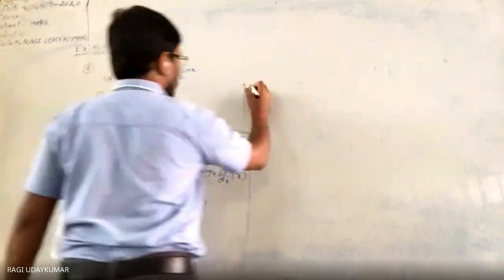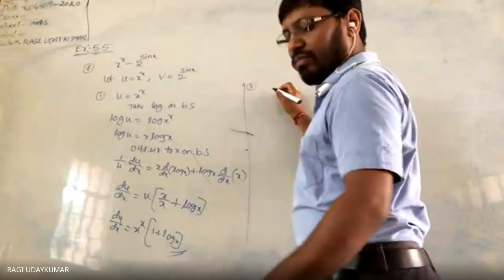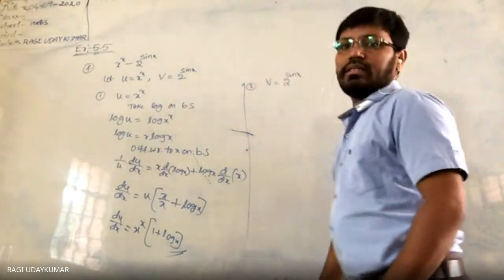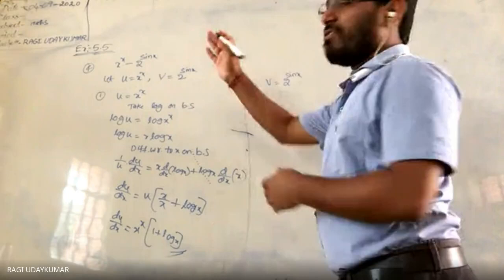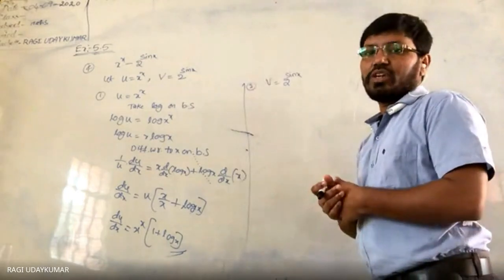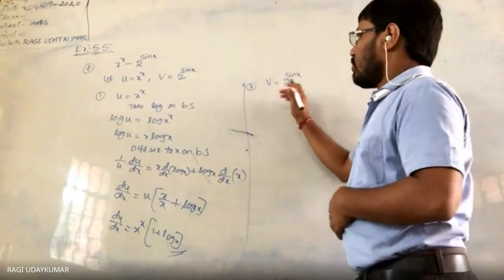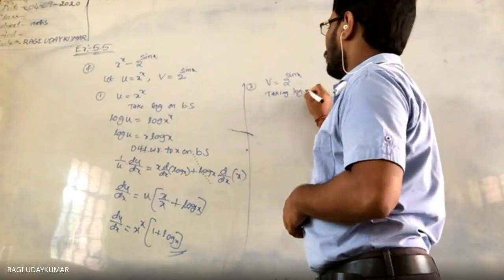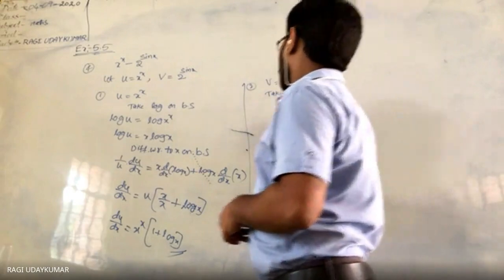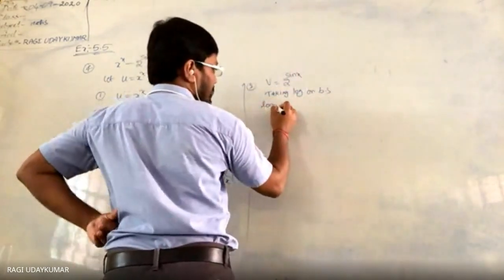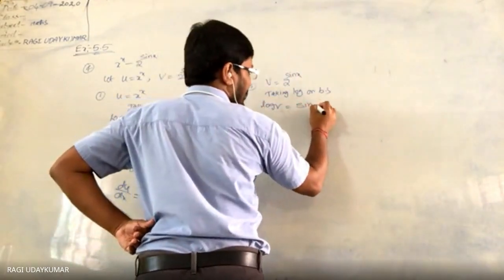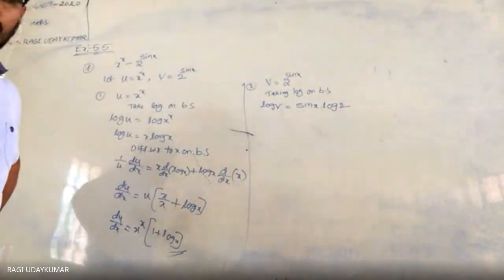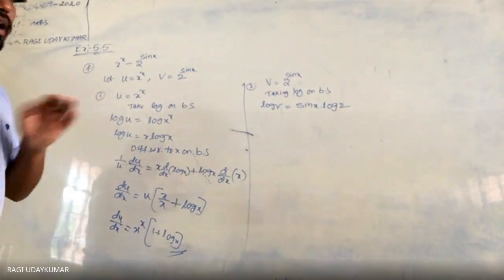The second one you consider v. v is equal to 2 power sin x. Then after individually finding the differentiation of both, the required differentiation you are going to get. So here, taking logarithm on both sides, what do you get? Log v is equal to sin x into log 2.